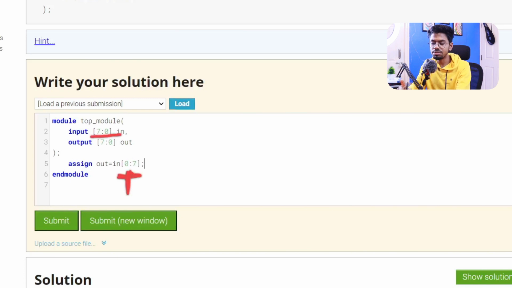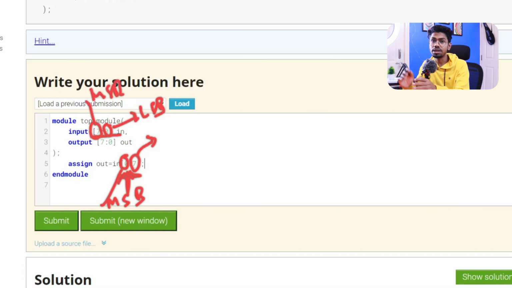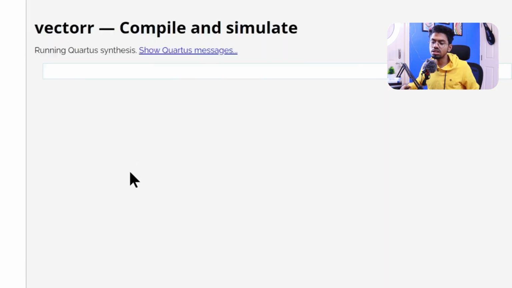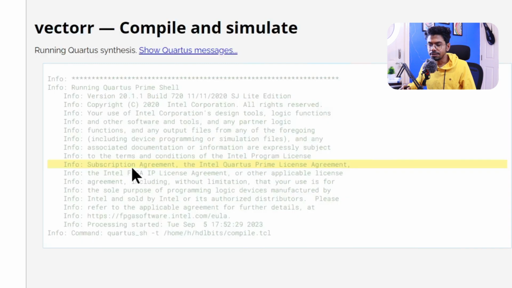In one of my previous episodes, I said you can't change the direction. This means that here the 7 bit would be the lowest bit and 0 would be the MSB. And here you are saying 0 is your LSB and 7 is the MSB. So logically speaking, you have reversed it, but this is not allowed in Verilog, right? So we can't go with this option. We can submit also, but you will see some error would be there. So this is not the correct way to go forward.